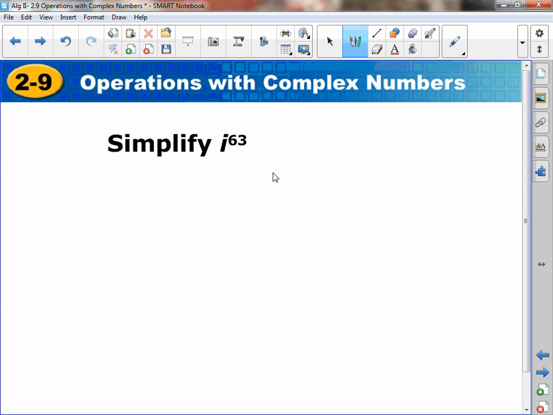If I have i to the 63rd, what's 63 divided by 2? 31 and something, right? So there's 1 left over, because that's 0.5, so you had 1 left over. 31, is that odd or even? Odd, so if it's odd, it's going to be -i. If I have i to the 63rd, it just means -i.